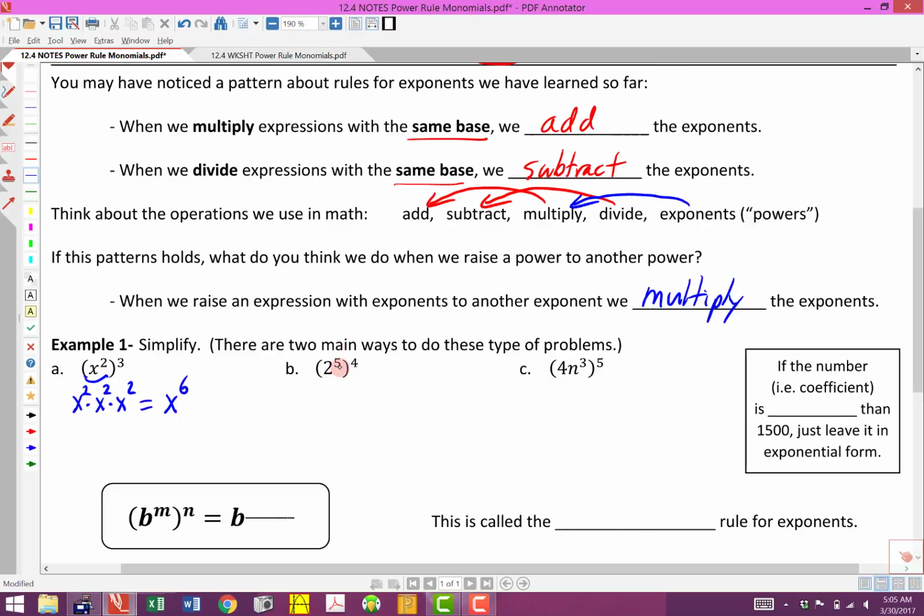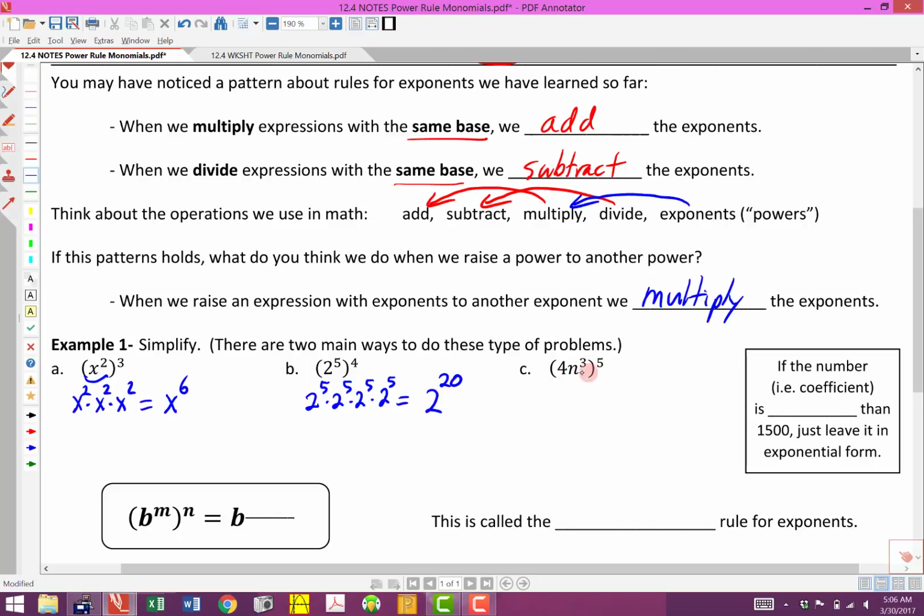So this is 2 to the 5th raised to the 4th. So we have to write 2 to the 5th 4 times. And then let's check and see. The base is all the same, so the base is going to be 2. And then we have 5, 10, 15, 20. We're going to add all of those up, so we have 2 to the 20th.